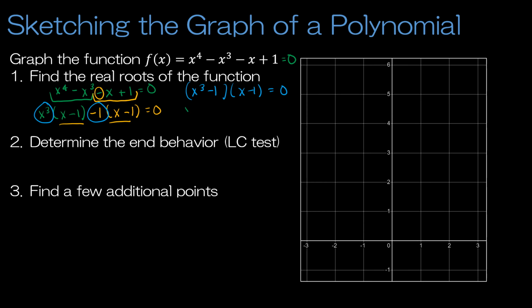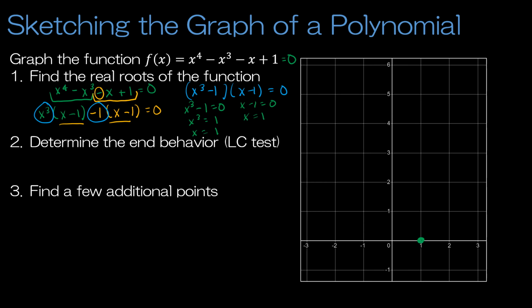Now I'm just going to set those equal to 0. So x cubed minus 1 equals 0. So x cubed is equal to 1. So x has to be 1. And x minus 1 equal to 0. Add 1. I get x is equal to 1. So what I have is a lot going on at x equals 1.